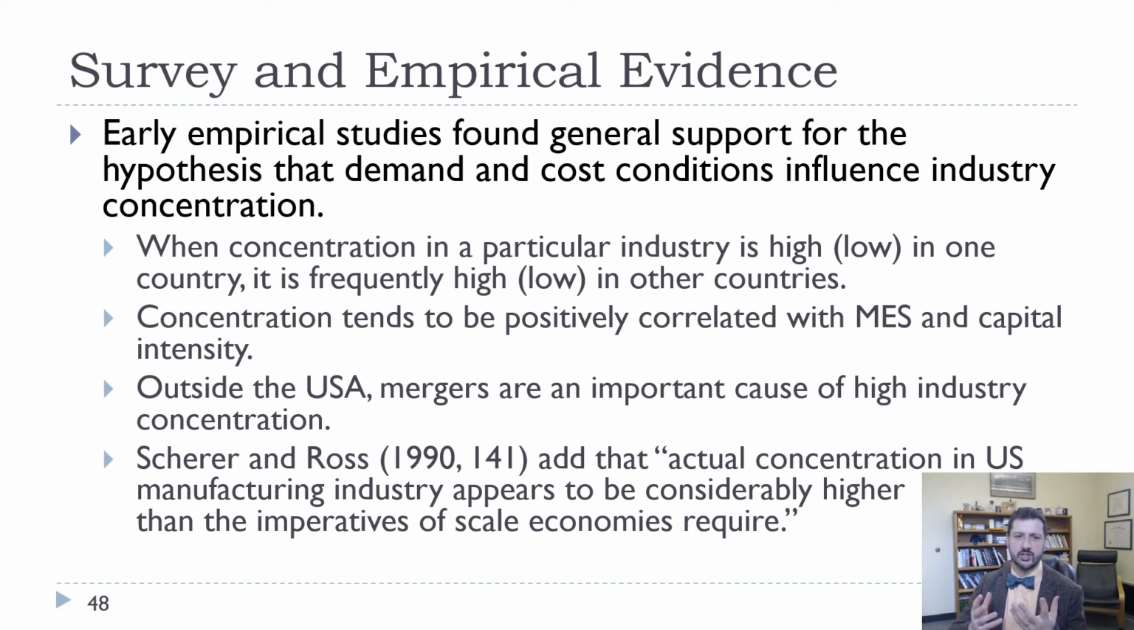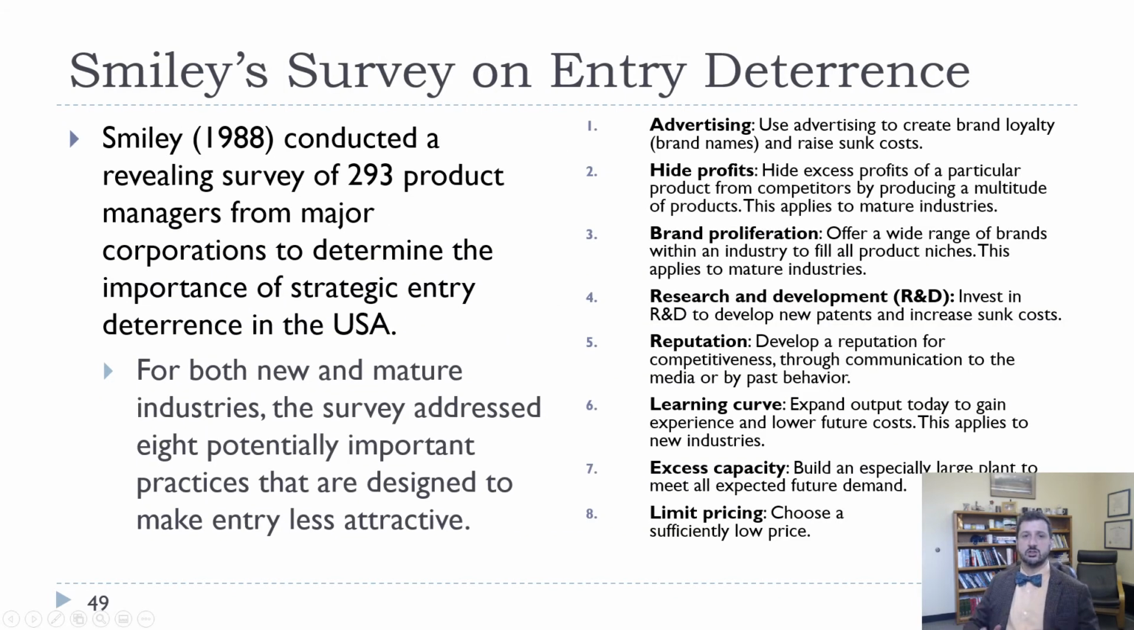But one argument that Scherer and Ross made about at least manufacturing in 1990, so this is a little bit out of date now, is that concentration seems to be more than we would expect based on the minimum efficient scale. And so one question is, why is that? And so Smiley did a survey and basically asked product managers from major corporations to determine the importance of different strategic entry deterrents in the US. And so this is, again, old data. Surveys are not something that economists use a lot. Kind of depends on the field, but they can be useful in terms of strategic behavior.